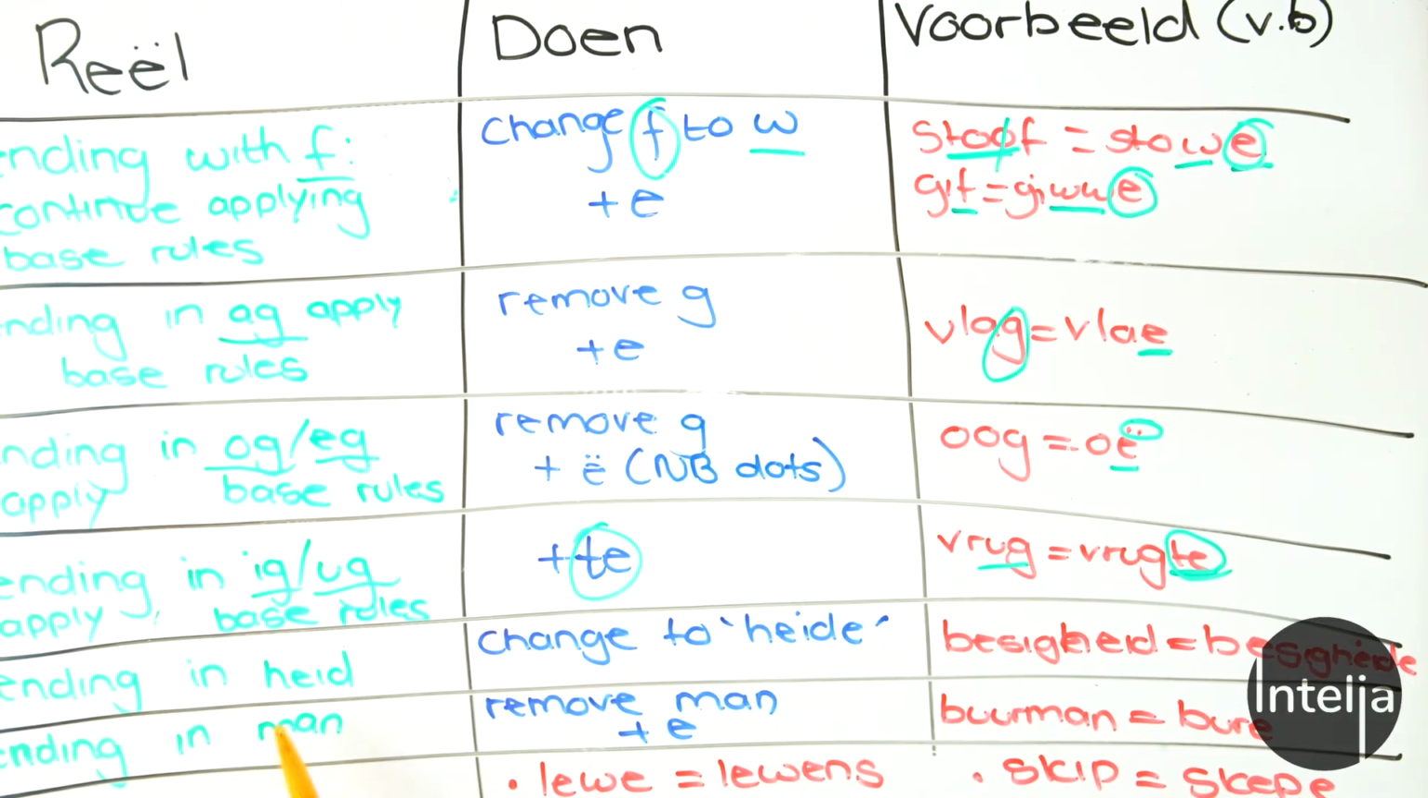Any word ending in HEID, we change it to HEDE. So literally all we're doing is adding an E. Besigheid, which is business, becomes besighede. Ending in man, remove man and add an E. Bierman: what are we doing? We're removing the man and we're still applying base rules, and it becomes biere.